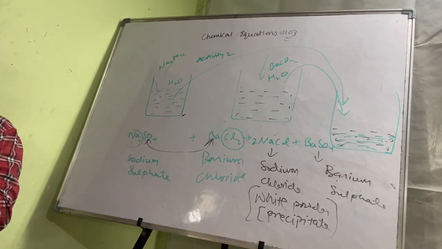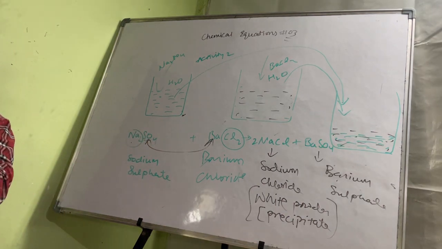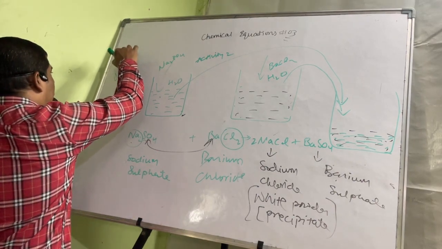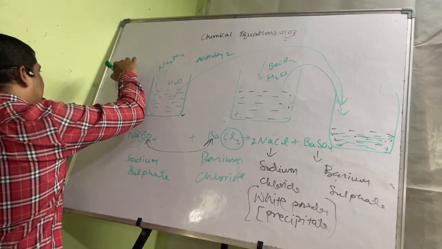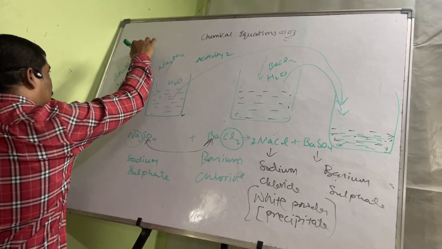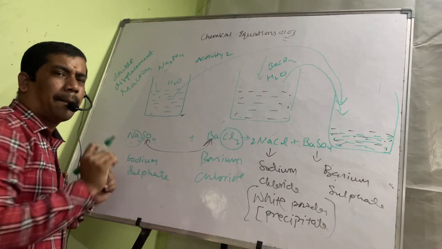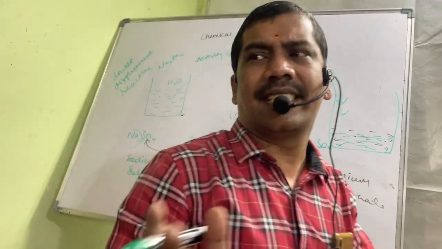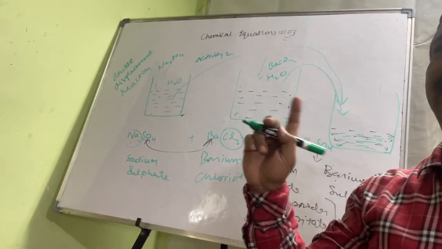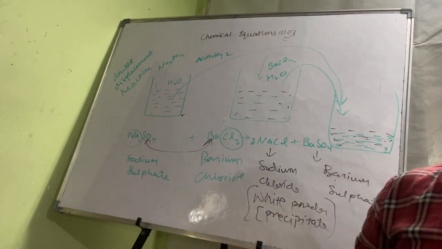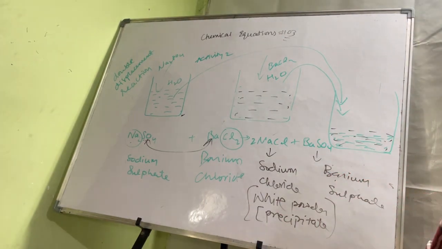So how many substances or elements are changing place? 2. That's why this reaction is also called a double displacement reaction. Why? Because 2 substances are changing their place. Displacement means movement, changing. How many substances are changing place? 2. That's why this reaction is also known as a double displacement reaction.